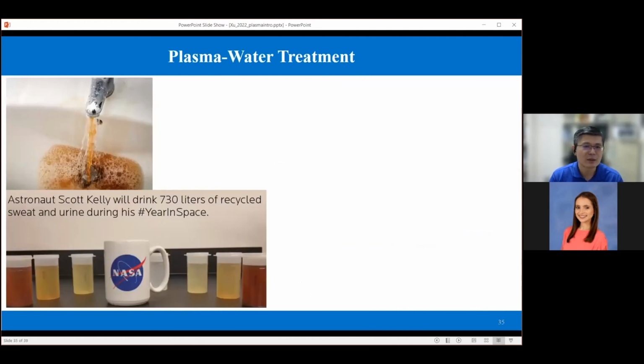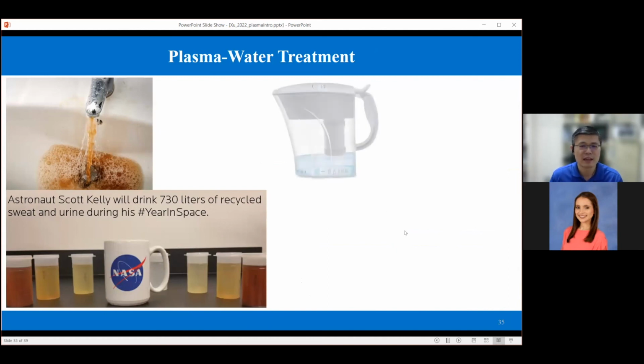All right, then we have plasma water treatment. Dirty water, or access to clean water, is a global issue in some places around the world, as well as for space exploration. Scott Kelly drank 730 liters of recycled sweat and urine during his year in space.